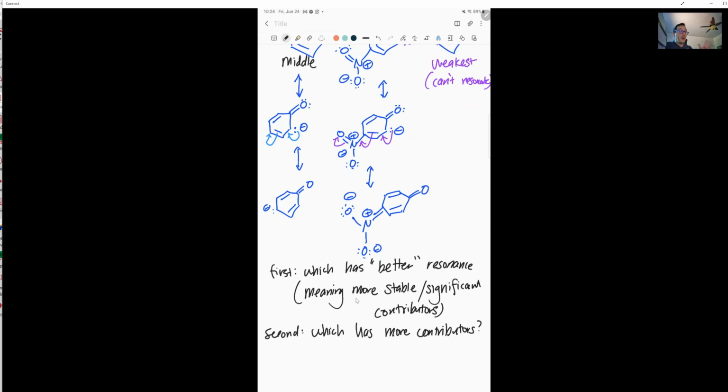So first look at the quality of the resonance, then you can look at how many there are. So a lot of this is very hierarchical. First look at atom identity, then you can look at resonance. Within resonance, you're looking at which one's got better resonance. And then after that, which one has more resonance. So fun stuff. And then after all this, then you look at induction. So isn't this fun?